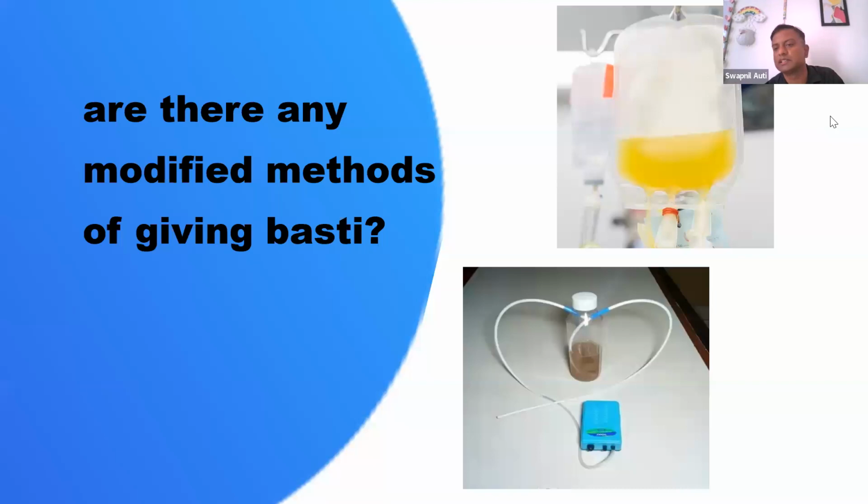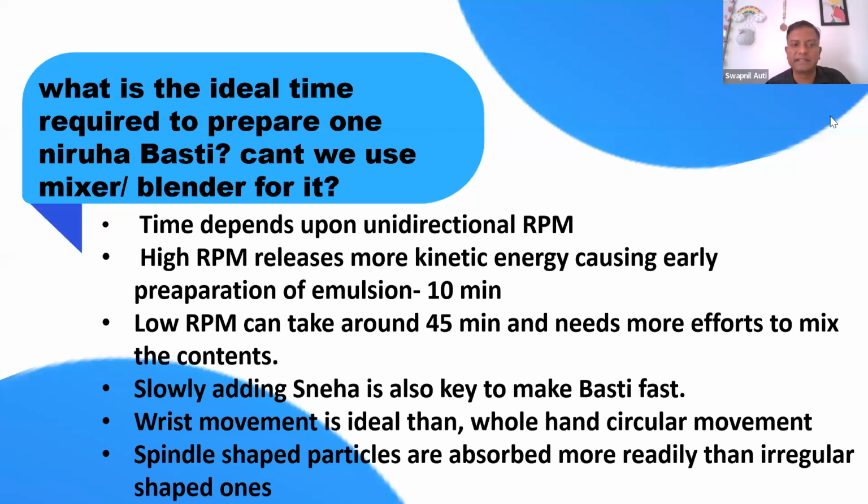Even you can modify, some machines are there also, but the basic idea is to churn the Basti while preparing it. So if Niruha Basti is prepared, can't we use a mixer or blender? That is the question. See, if you are using the mixer, it actually cuts the particles, and the particles become talcum powder shaped. Talcum powder particles are irregular in shape, so they generally don't get easily absorbed. And if you are doing trituration in your kharala or any patra, then the particles become spindle shaped. Spindle shaped particles are generally readily absorbed.